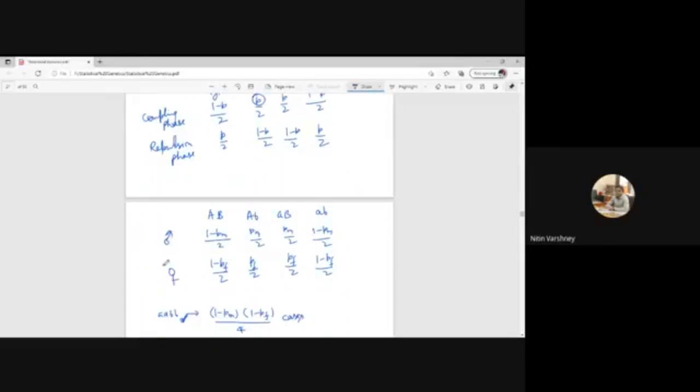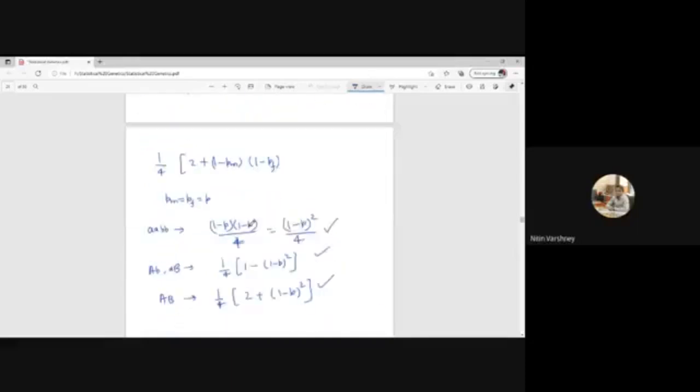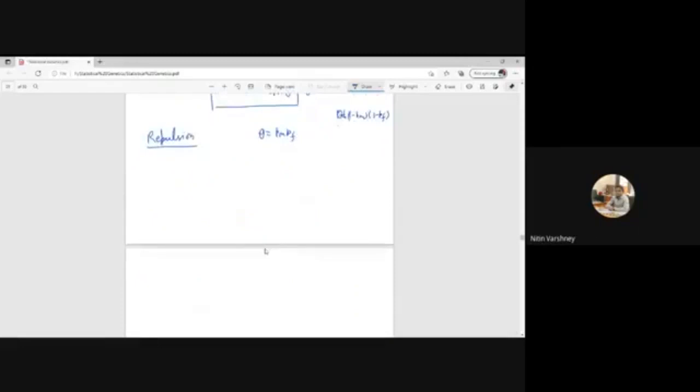In case of repulsion phase, what are our parental? In case of repulsion, this is P by 2, recombinant. So here we will take theta is equal to PM into PF in the repulsion case. And if the probabilities are equal, then theta is equal to P square.